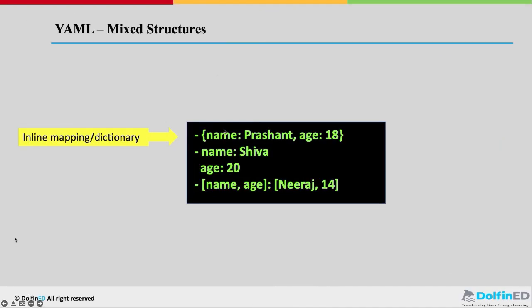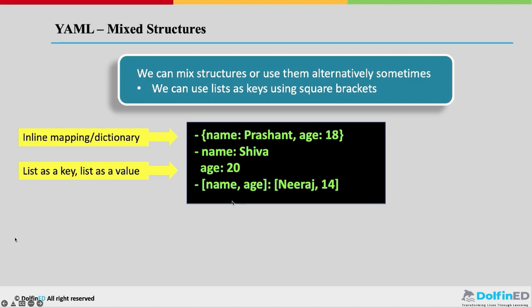All right, so mixed structures. In this case, I can have a list that has here a dictionary of 2 items. So name, Prashant, and the age is 18. And then another list item where we have on each line a key value pair. And these 2 are a dictionary as well, but it is the second item in the list. And then I can have a list as a key, and then a list as a value. And this will be a list item as well.